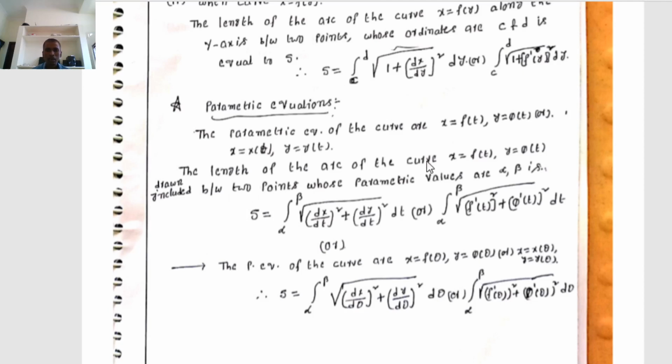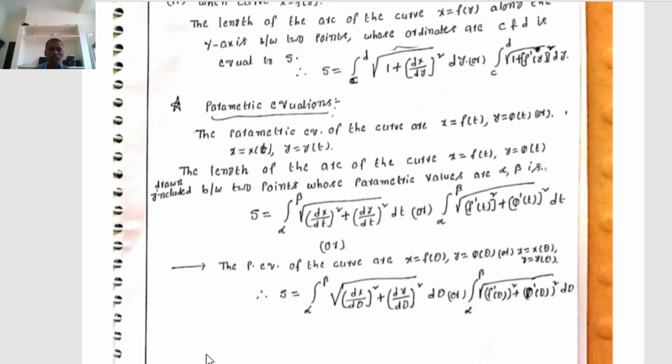Then the length of the arc of the curve x equals f of theta, y equals phi of theta, included between two points whose parametric values are alpha and beta, where alpha and beta are the lower and upper limits of theta, is s equals the integral from alpha to beta of the square root of (dx by d theta) squared plus (dy by d theta) squared, d theta, or the integral from alpha to beta of the square root of f dash of theta squared plus phi dash of theta squared, d theta.